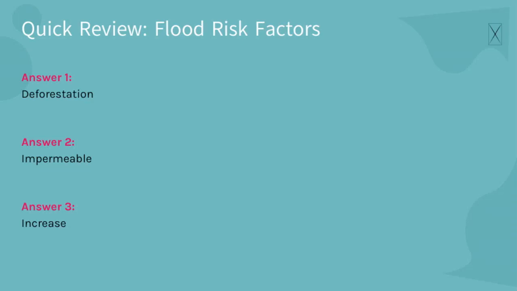For question 1, the answer is deforestation. Deforestation removes trees, which reduces interception. This means more rainfall reaches the ground directly, increasing surface runoff. For question 2, the answer is impermeable. Impermeable surfaces, such as tarmac and concrete, do not allow water to pass through them.